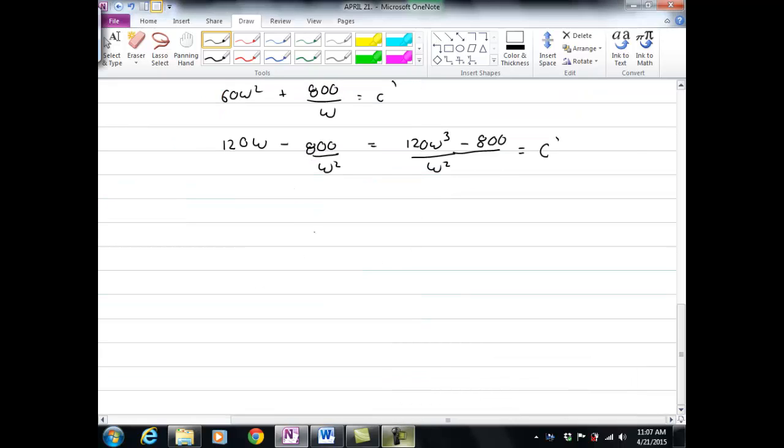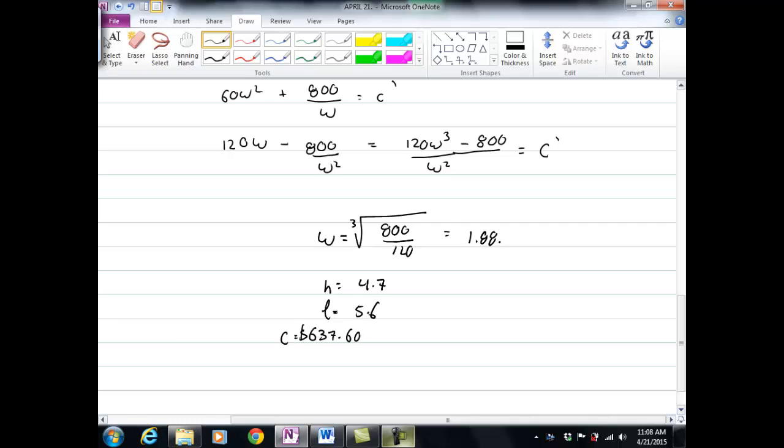If you did this correctly, now we're setting equal to 0, so you got w equals to cube root of 800 over 120, and that should give you roughly 1.88. Sub this in and you get your h. H is equal to whatever I have right there, which is 4.7. Your length, which is 5.6, and therefore your cost based on this dimension is $637.60. Voila. That is the power of calculus, guys.